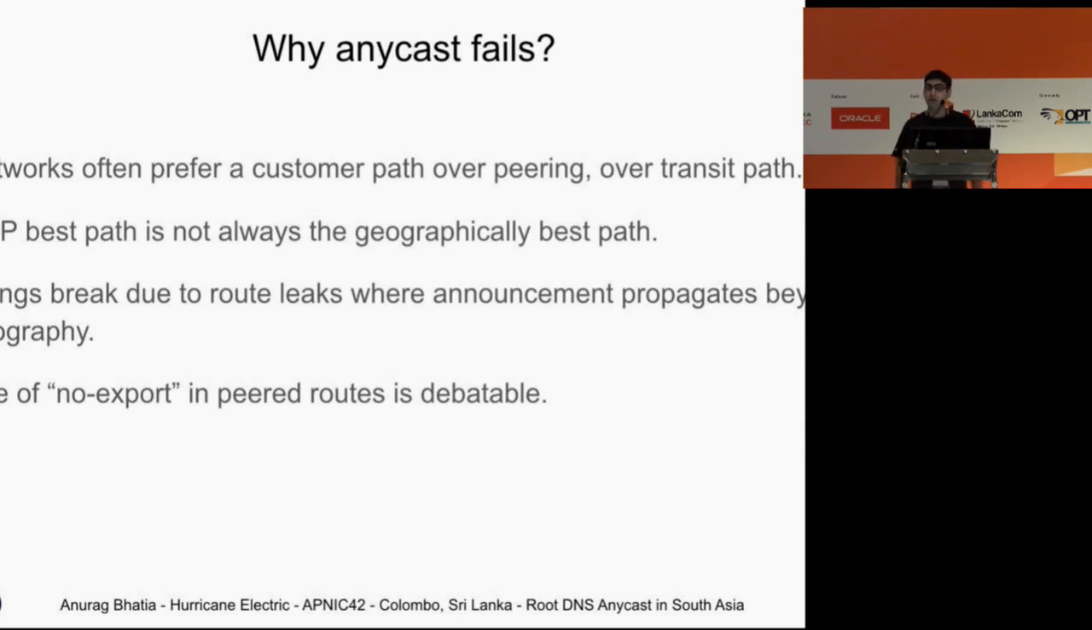So an important part here: why does Anycast fail? When we have a local root server, we do expect traffic to route to that root server, but that's clearly not happening. So one extremely important reason here is that larger ISPs always put higher local preference towards the routes which they are learning from their customers over peering, over the routes which they learn from transits.